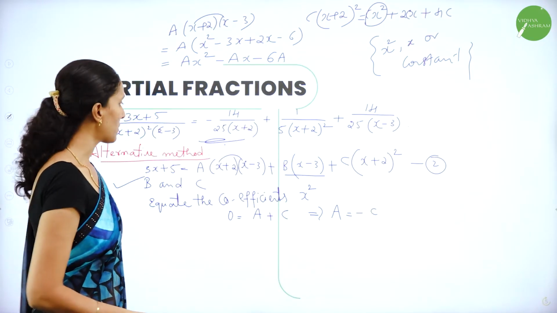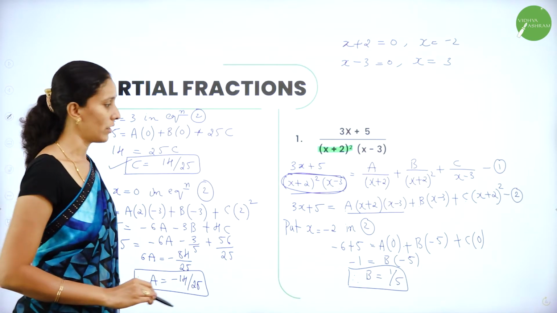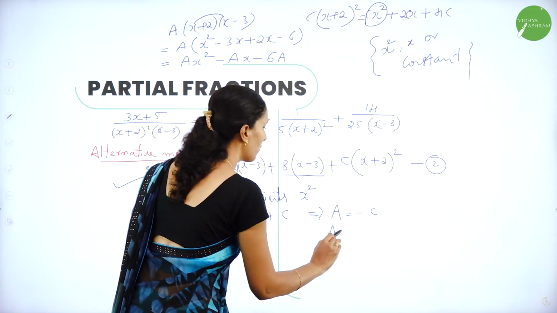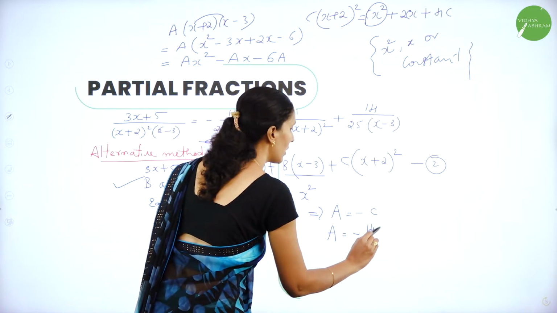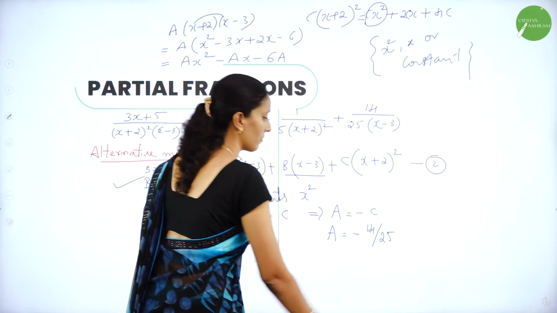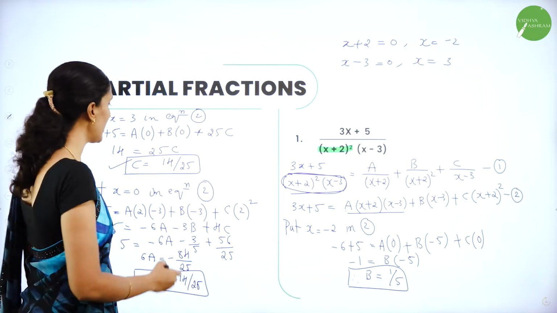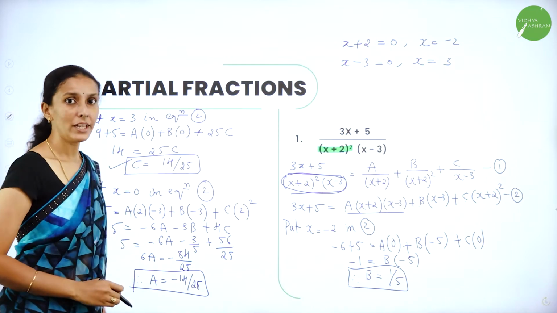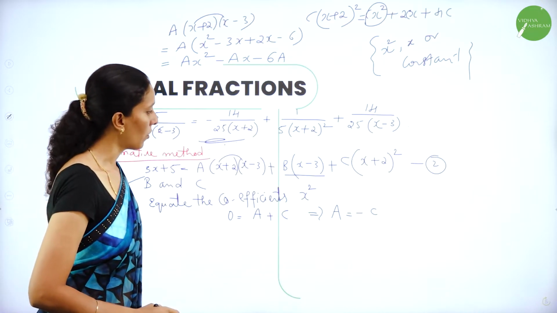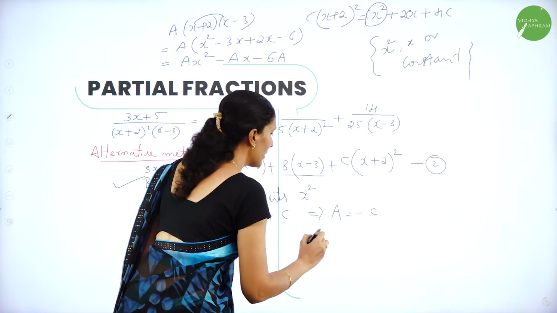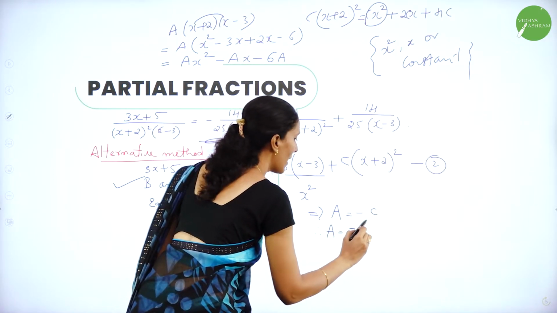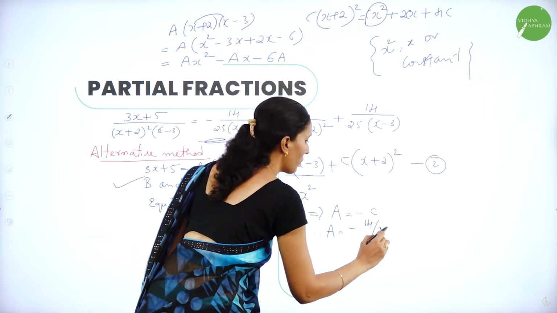What is the value of c? 14 by 25. So therefore the value of a you will get is minus 14 by 25. So you got a is equal to minus c. What is the value of c? c is 14 by 25. So therefore I can write a is equal to minus 14 by 25.